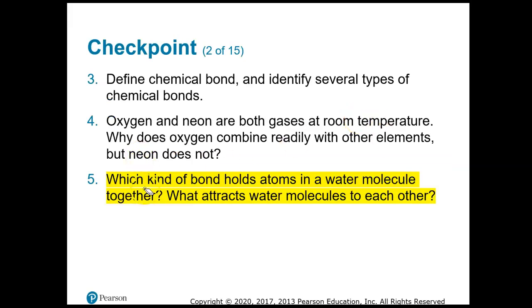Okay, checkpoint question. Which kind of bond holds atoms in a water molecule together? And that will be a polar covalent bond. And the attraction for water molecules to other water molecules is called a hydrogen bond. That's real important. So the bond that holds atoms in a water molecule together, it's holding the oxygen and the hydrogen atoms together. That is a polar covalent bond. And the attraction of water molecules to other water molecules is a hydrogen bond.